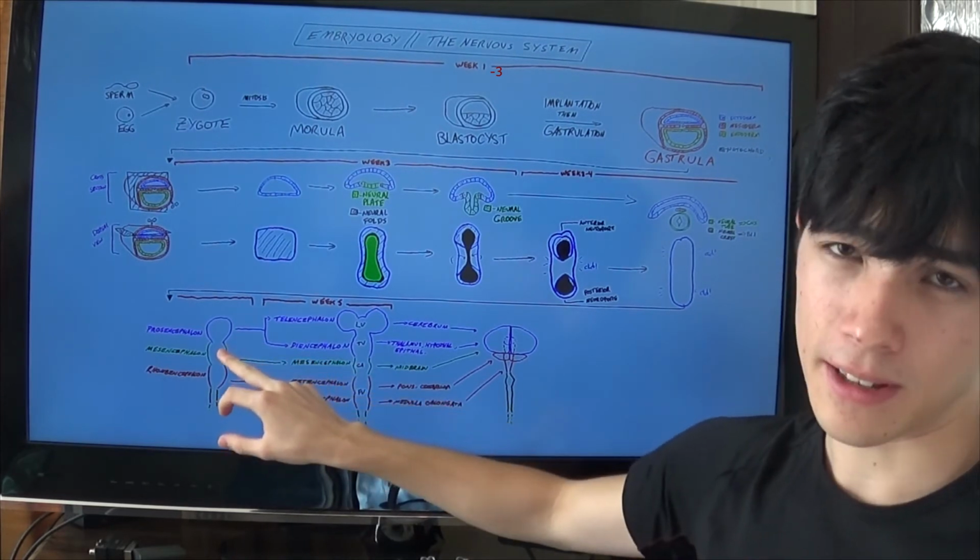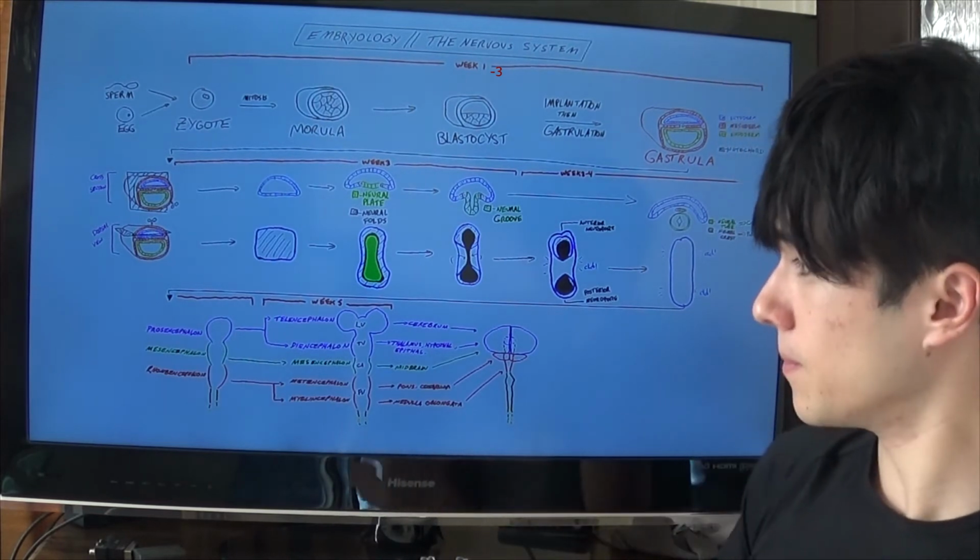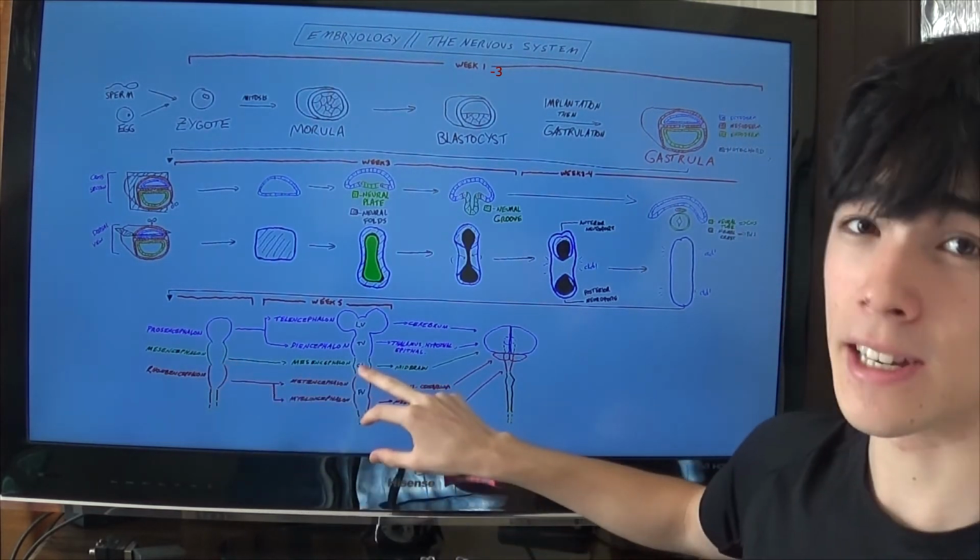The mesencephalon is a little bit weird because it doesn't actually split at all. It stays as the mesencephalon. So you can see here, it doesn't change, and we call it the same thing.